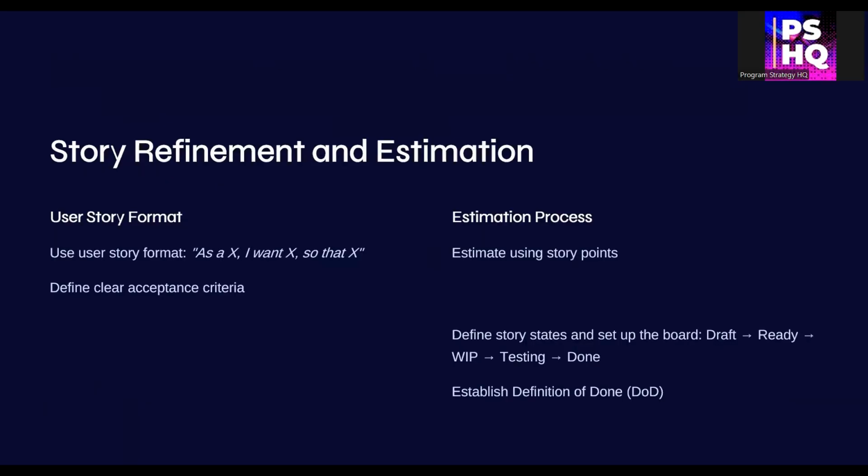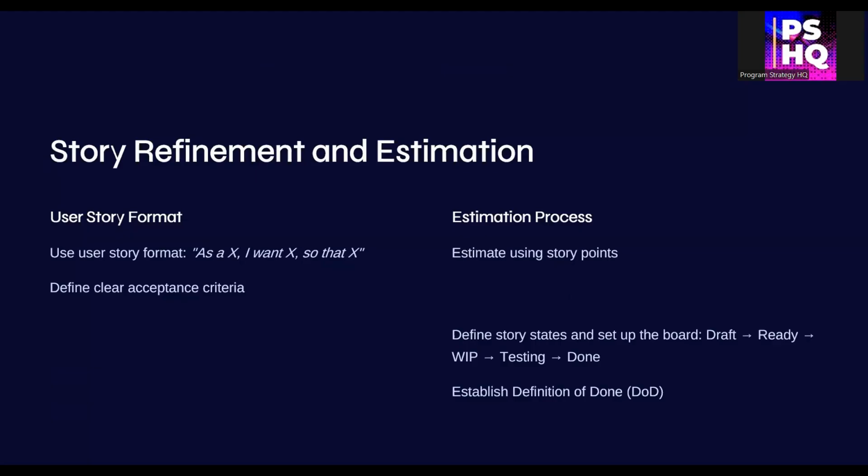And then it's time to capture requirements into actionable high-level user stories. Use the classic format: as a role, I want so-and-so function so that this is the benefit I can get. Define acceptance criteria and estimate using story points. This is a continuous process which goes on through the refinement sessions during the execution phase.